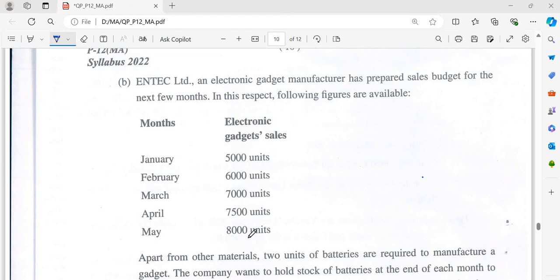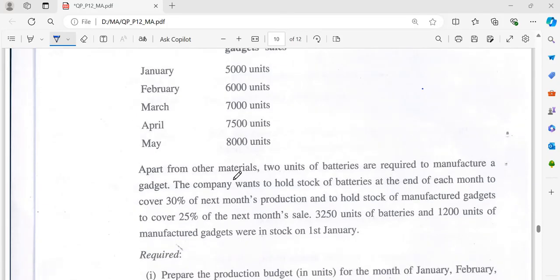So now we are going to see question number 6b. NTech Limited, an electronic gadget manufacturer, has prepared a sales budget for the next few months. In this respect, the following figures are available. They have given data for Jan to May electronic gadget sales, how many gadgets they are selling.